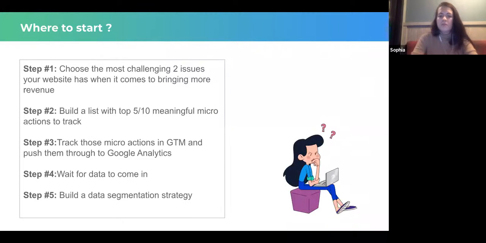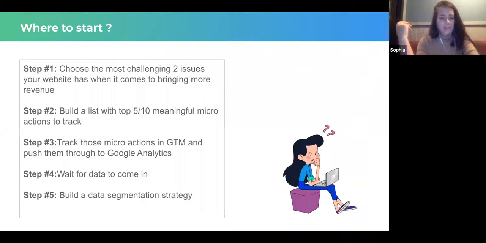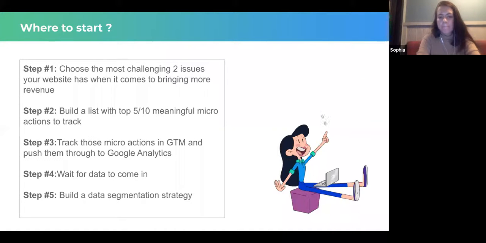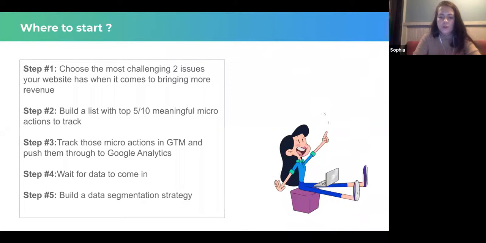Then start with building a list of top 5 to 10 meaningful micro or macro actions to track on the website. Implement those tracking. You can start with importing the setups I've presented above. Just import them and adapt it for your website, and wait for the data to come in. It might be a few weeks, it might be 2-3 months. It depends on the amount of traffic your business gets monthly.